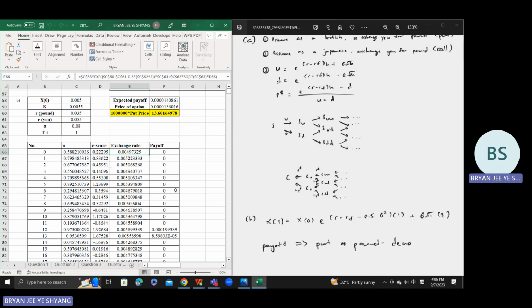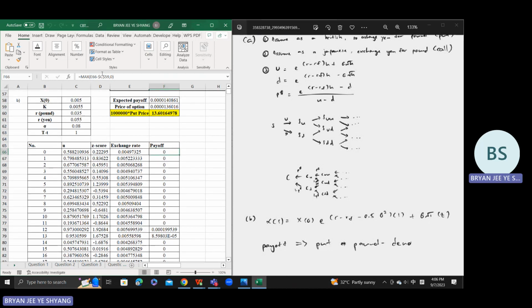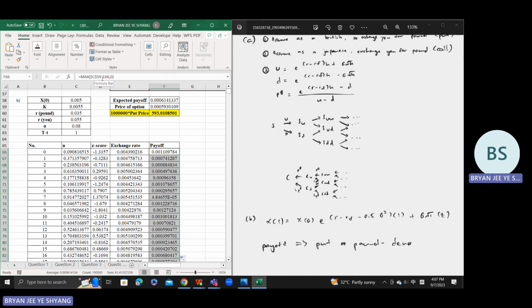Because this is pound denominated, we calculate the payoff using a put option. Sorry, this one is using this. We should use the payoff equal to K minus S_T, the exchange rate, and then we get this one.